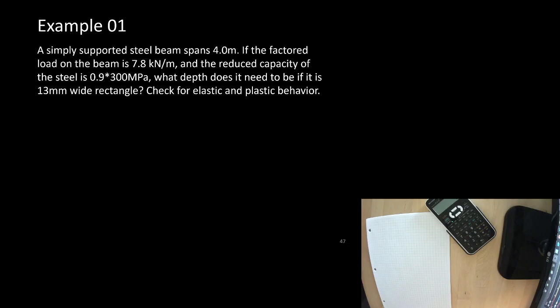They've given us a factored load, so that means our 7.8 kilonewtons per meter is a W with a little f. We don't know much about reduction capacity, but they're telling us that our reduced capacity is 0.9 times 300 MPa, so we're going to take them at their word. But that means whatever we're calculating, we get to use that little r to say it's a reduced capacity. What depth does it need to be if it's a 13 millimeter wide rectangle? Check for elastic and plastic behavior.